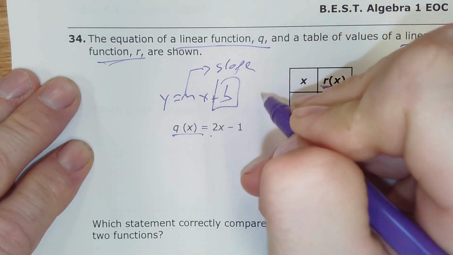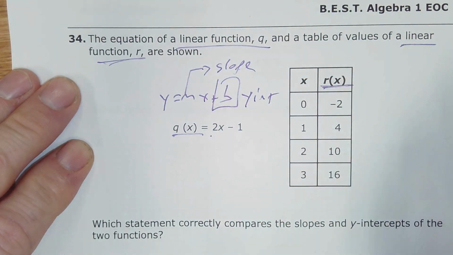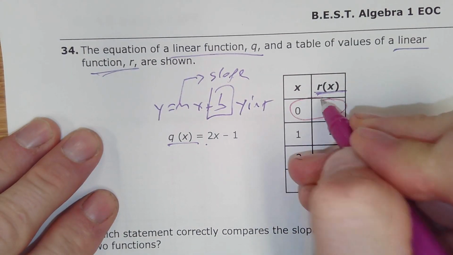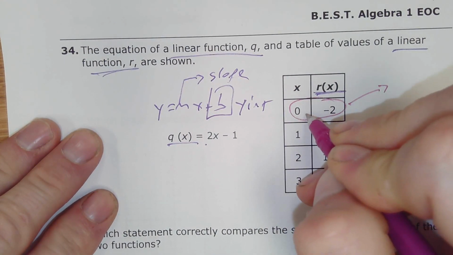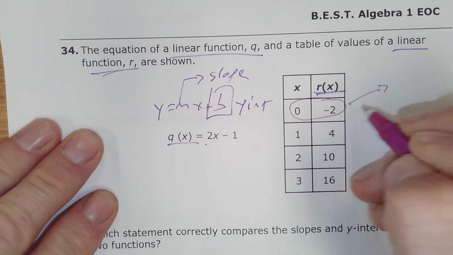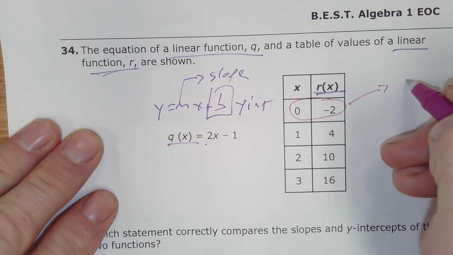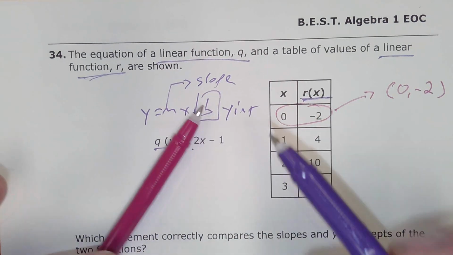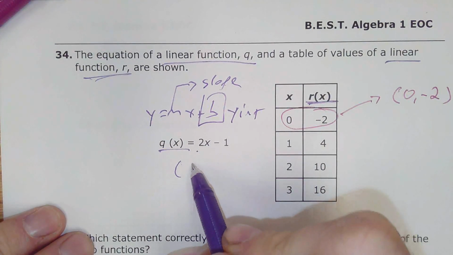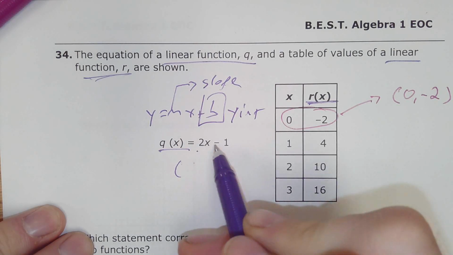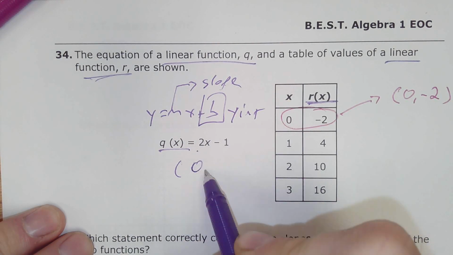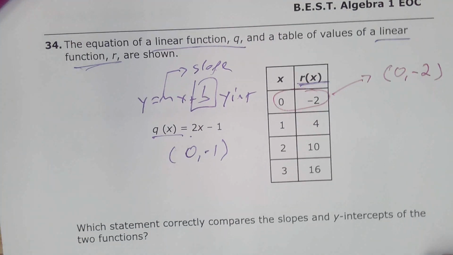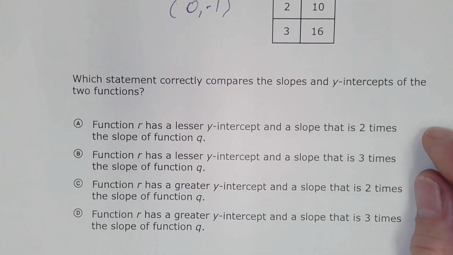And this is the y-intercept. Over here, I have the y-intercept because when x is 0, y is the y-intercept. So this y-intercept is (0, -2). This y-intercept is (0, -1). Okay, so this one is asking me about different things.